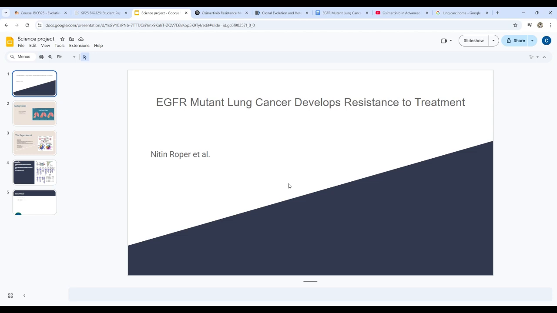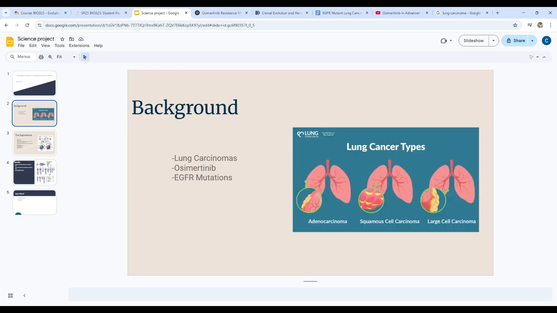So, for my Padlet discussion, I found an article about lung cancer. We have EGFR mutant lung cancer that develops resistance to treatment, and we look at the background. The specific lung cancer is adenocarcinoma. I think one of the limitations of this article is it doesn't really specifically say. It's hard to find which type of cancer cell it is, but it is adenocarcinoma in the lungs.